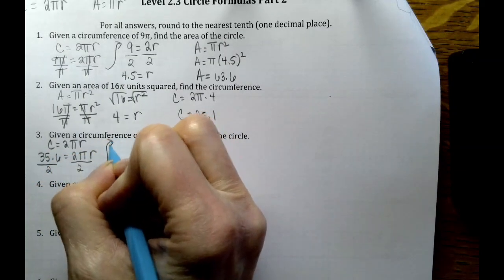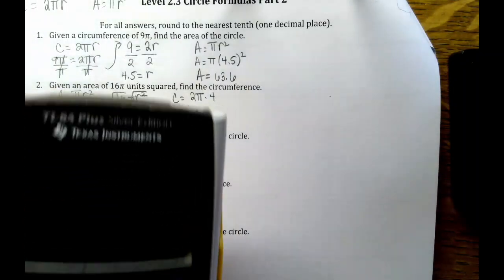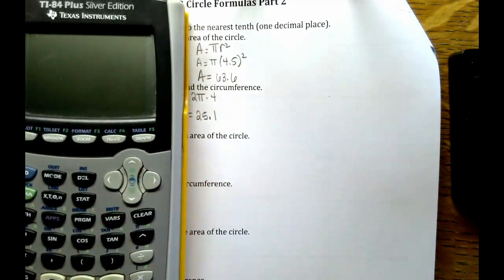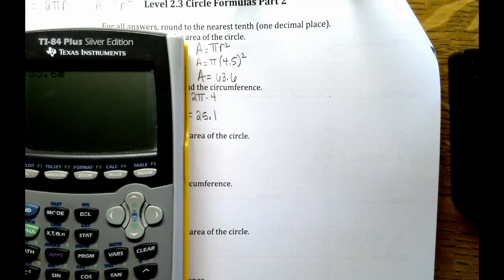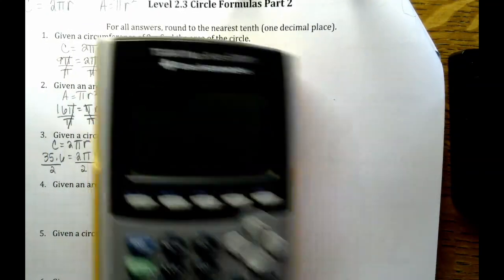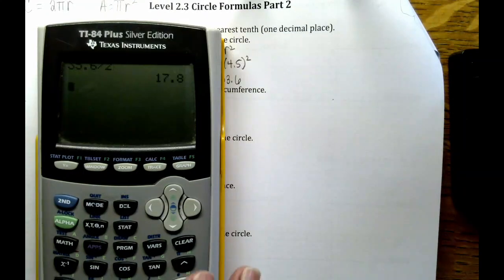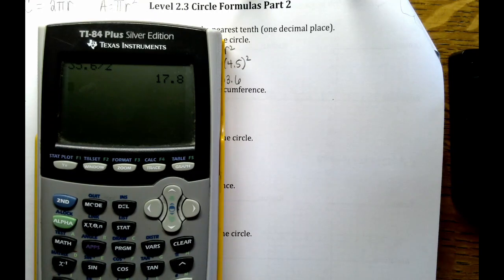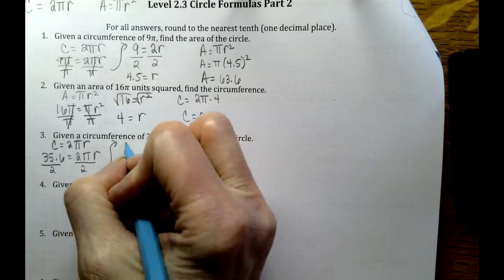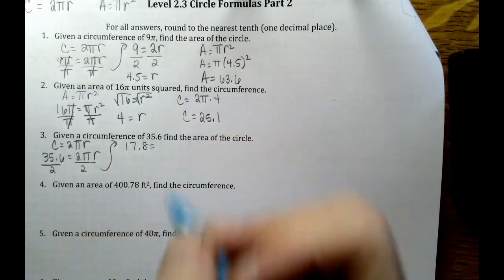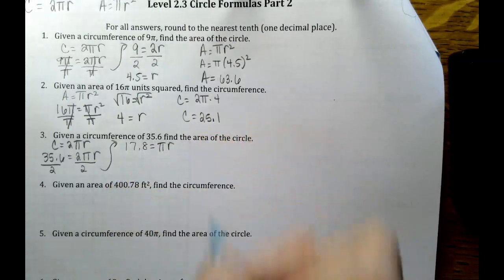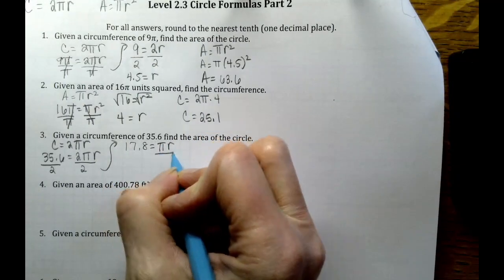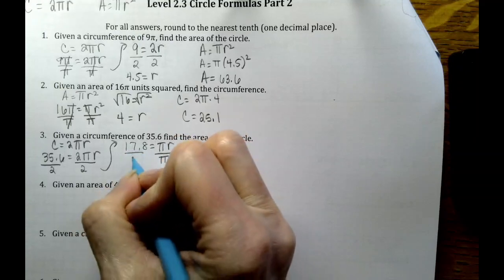what happens here is we can take our calculator or we can take decimals. 35.6 divided by 2 is 17.8. You can see the 17.8. So 17.8 equals pi times r. So now we're going to take the 17.8, I'm going to divide both sides by pi.